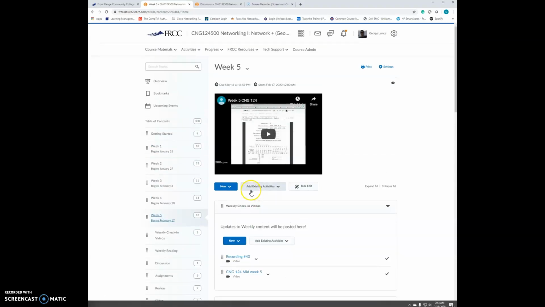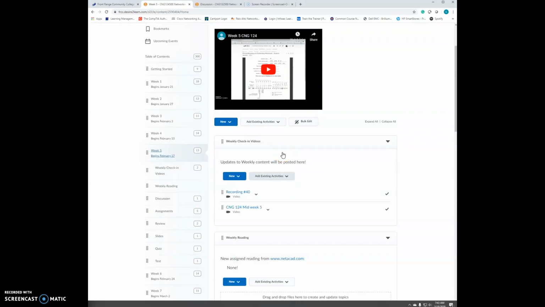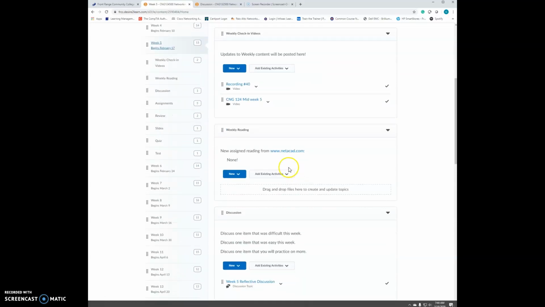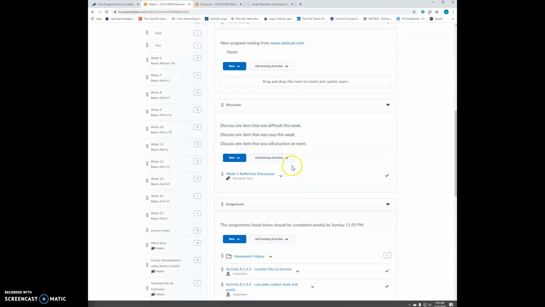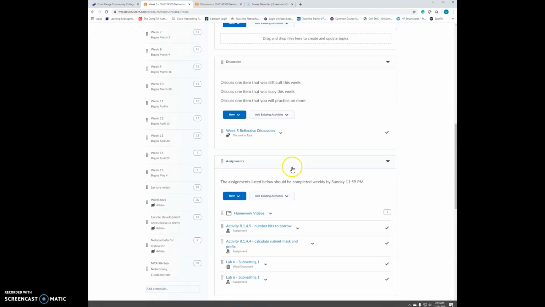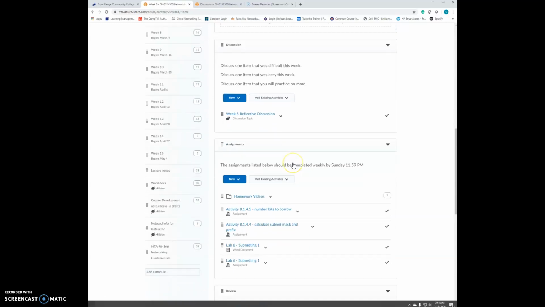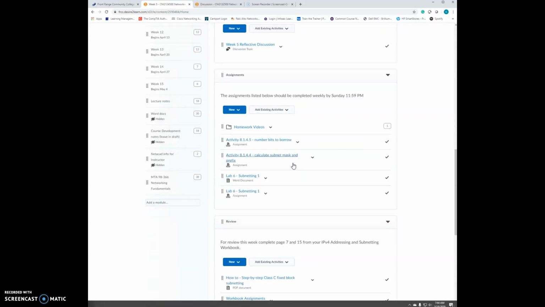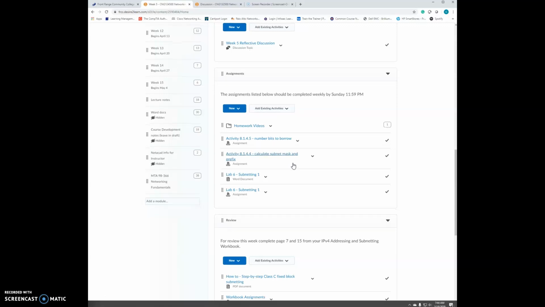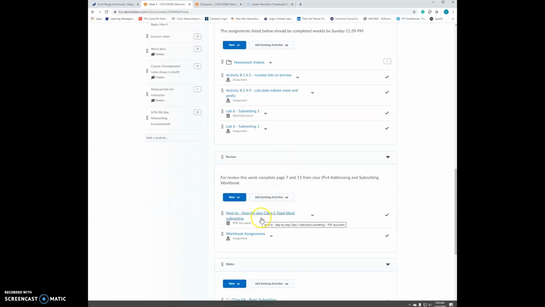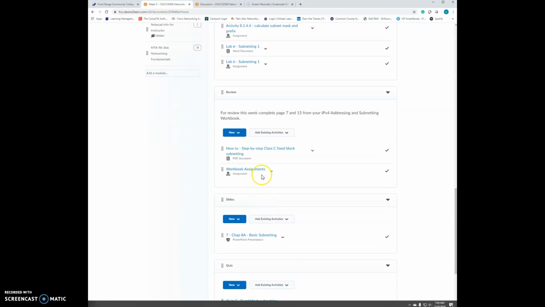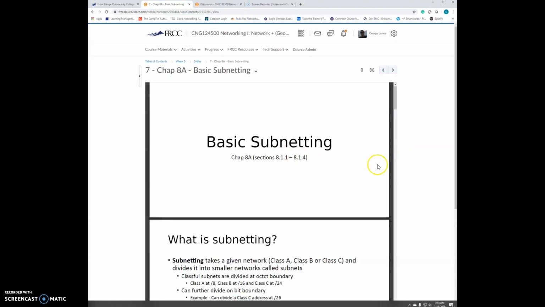Starting this week is week 5, where we start to look at subnetting and learn subnetting. If you had a chance to see that first video, subnetting is basically taking everything that we've learned in weeks 1 through 4 and now applying it to a working scenario. Make sure you look at the how-to step-by-step Class C fixed block subnetting.